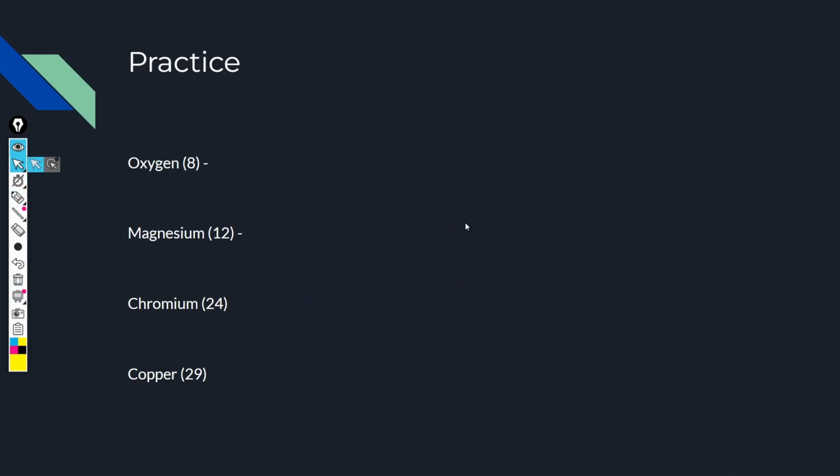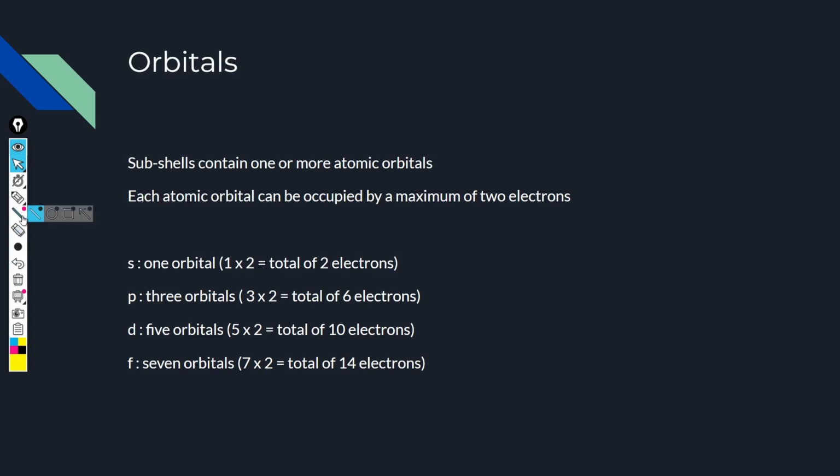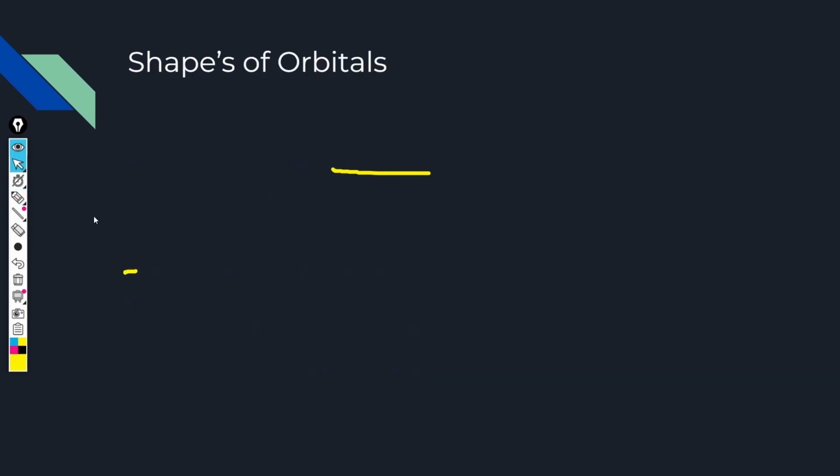Now let's look at orbitals. What are orbitals? Each subshell contains atomic orbitals, and each can be occupied by 2 electrons. So an s subshell has 1 orbital, so 2 electrons; p has 3 orbitals, so you can have 6 electrons; d has 5 orbitals, so 10 electrons. We don't need to know about f, but it has 7 orbitals, so 14 electrons. Let's look at the shape of orbitals, which you'll be told to draw.